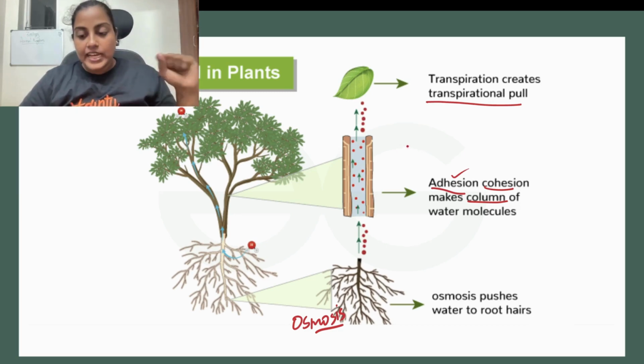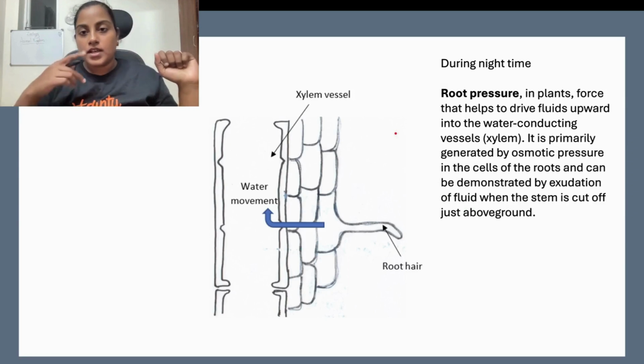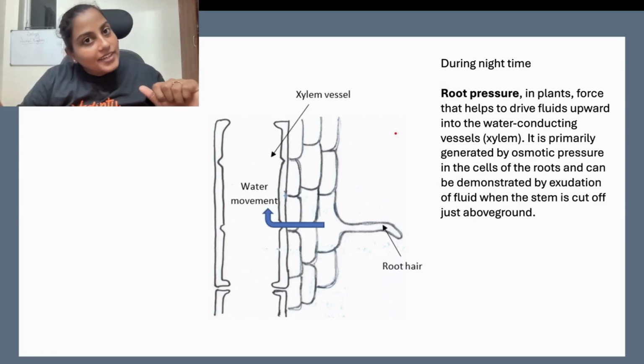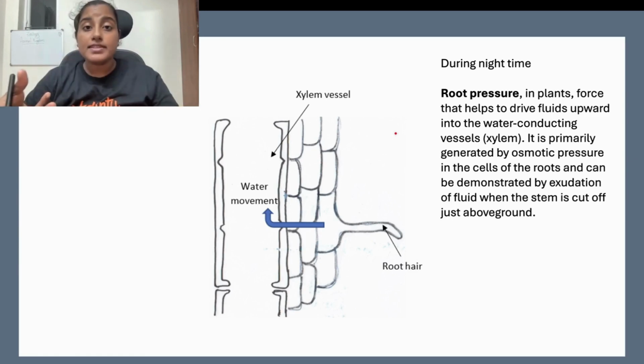Now, what happens during the night time? During the night time, stomata are not active, so transpiration won't take place. So transpirational pull cannot come into play. Then how? Even if it is night time, they need water, right? So that is where the root pressure comes into play. Very simple. The root hair, of course, absorbs water by osmosis. Now from the root hair, it goes to the cortex of the root. These we call the cortical cells.